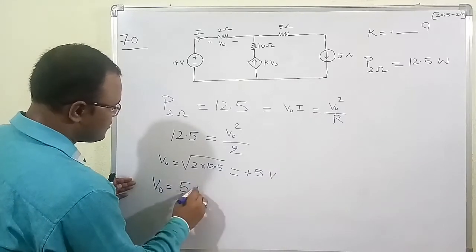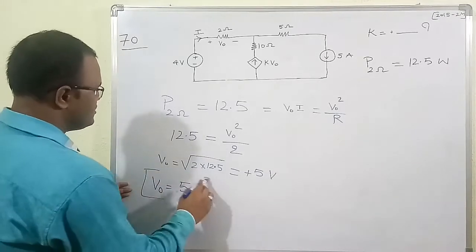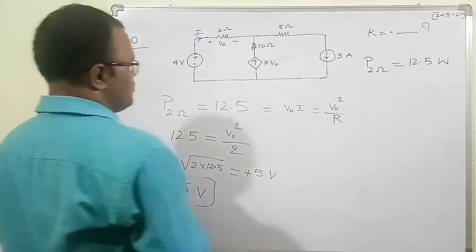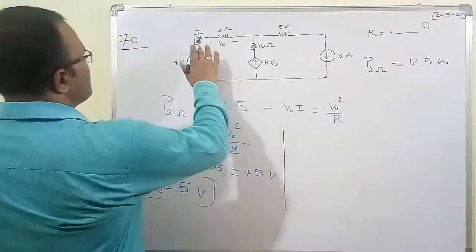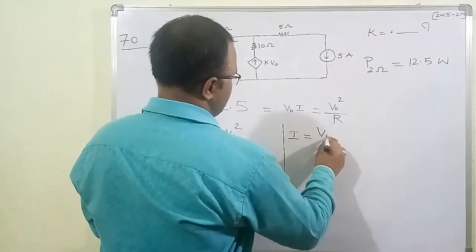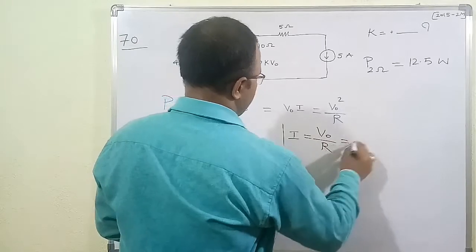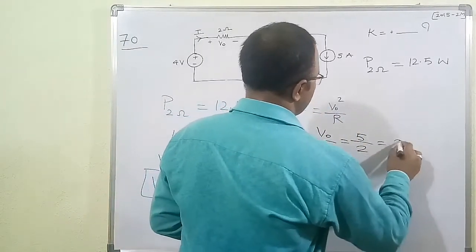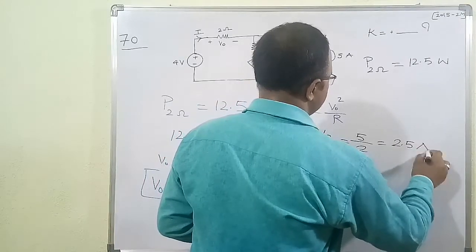So the current in the 2 ohm resistor is the voltage divided by the resistor. The voltage is 5 and the value of the resistor is 2. Therefore 5 by 2 is equal to 2.5 ampere.